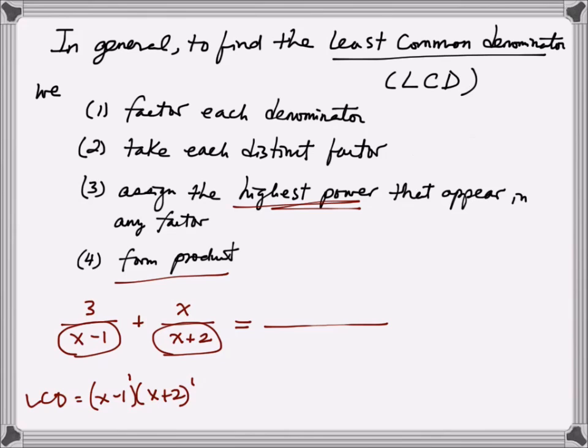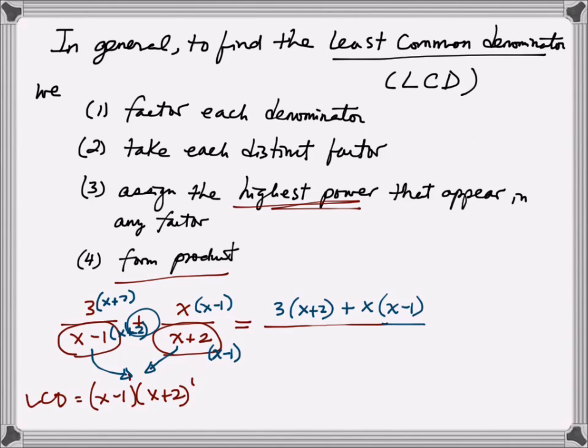You notice that in order to write x minus 1 into the LCD, which is x minus 1 times x plus 2, you need to multiply the top and the bottom by what's missing, which is x plus 2. And for the second expression here, in order to write x plus 2 into the LCD, I would need to multiply the top and the bottom by the missing term, which is x minus 1. So then on top we get 3 times x plus 2 plus the x from here times x minus 1, all divided by the same LCD, which is x minus 1 times x plus 2.